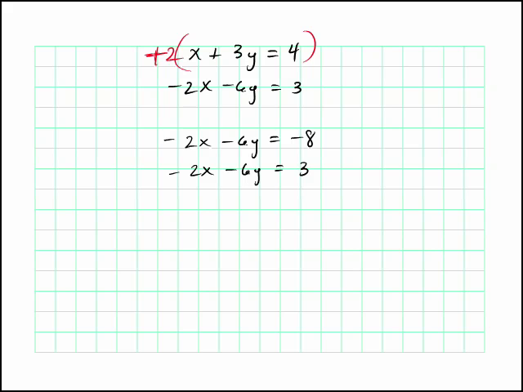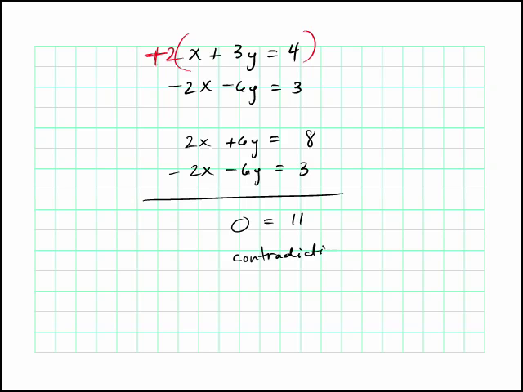Multiply through by a positive 2, so this is a positive 2x. This is a positive 6y, and this is a positive 8 over here. That's better. Okay, now if I add the equations together, the x's will cancel away, but also the y's cancel away. And you end up with no variables at all here. You get a 0 on this side, and that equals 11. 0 equals 11, which obviously is a contradiction, a false statement.